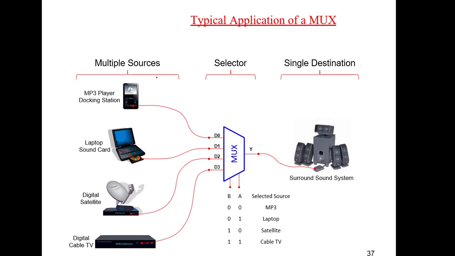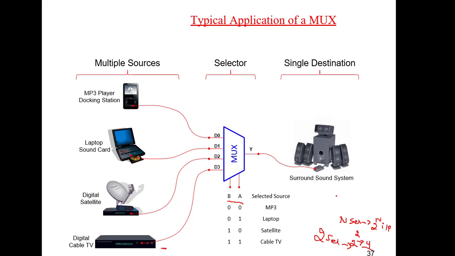Now, can anyone tell me the relation between the input and the select line? I will make it clear like this. If you have n select lines, you can have 2 to the power of n inputs. Suppose you take 2 select lines, A and B. If n is 2, then 2 to the power of 2 is 4. So I can take 4 inputs here.